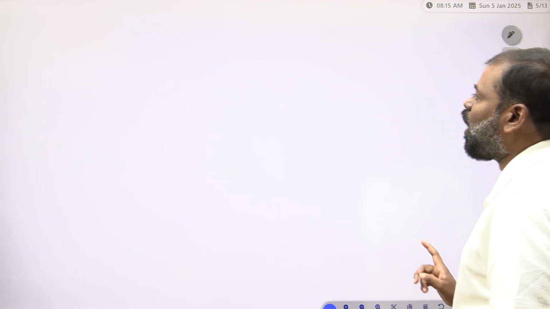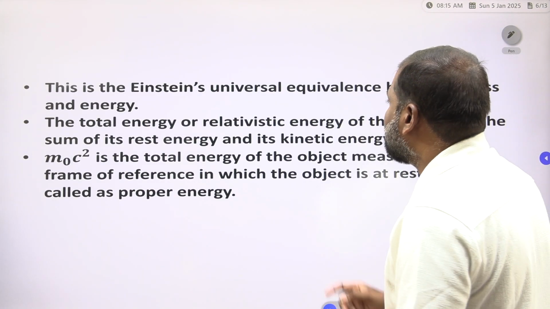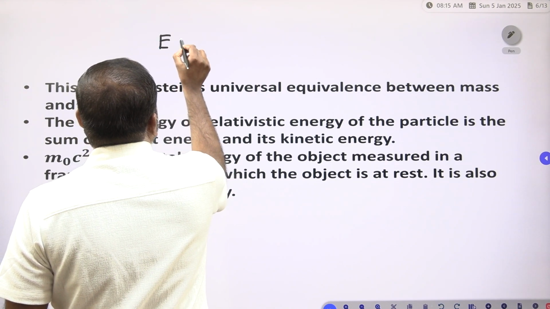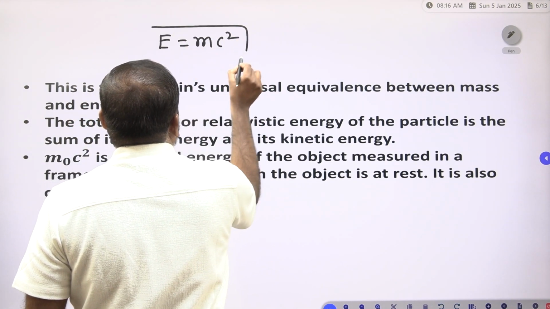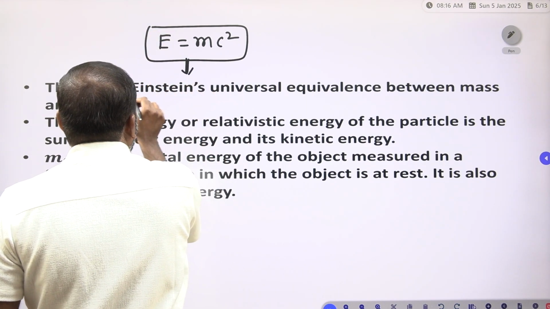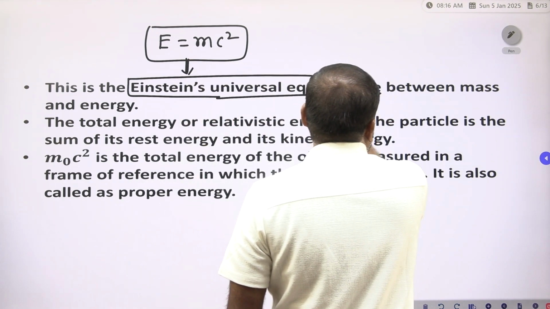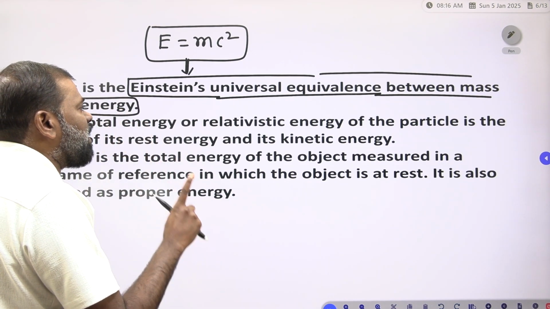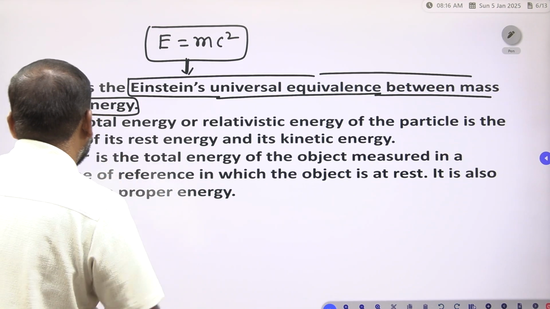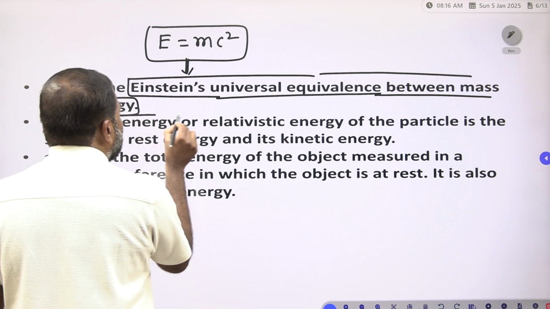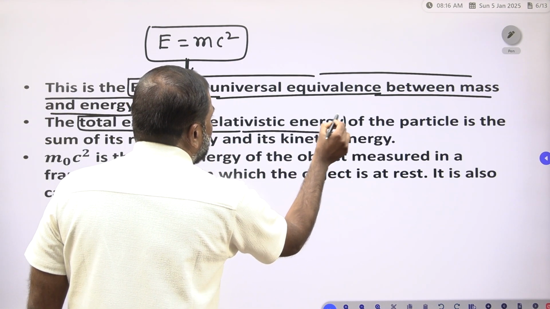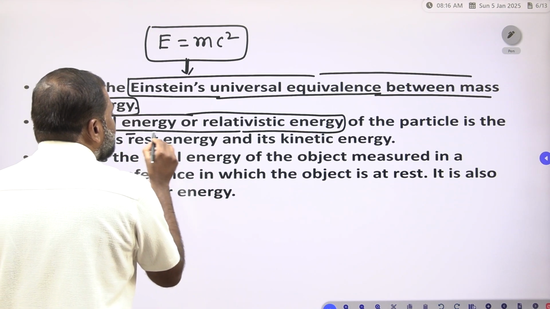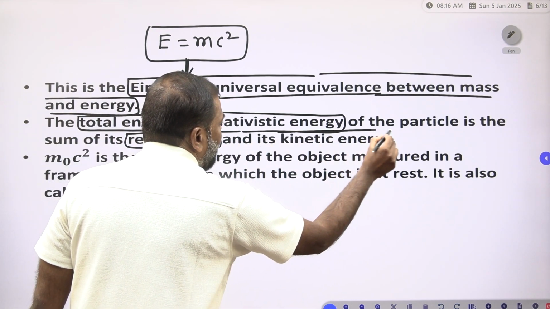Clear? Now once again, see this. This is Einstein's universal equation, E is equal to mc square. This formula we call Einstein's universal equivalence equation between mass and energy. The total energy, also called the relativistic energy of the particle, is the sum of the rest energy and the kinetic energy.